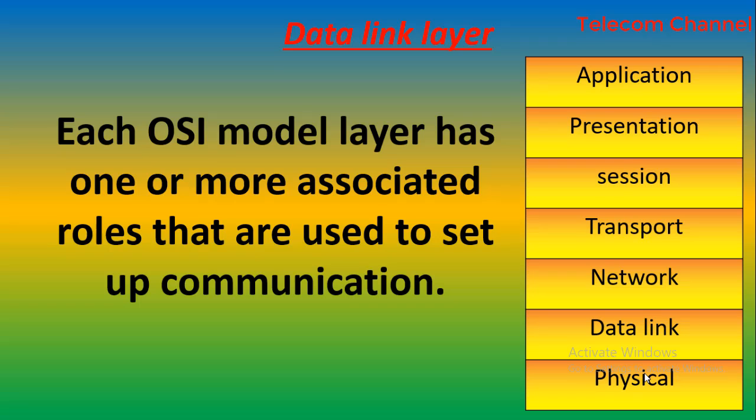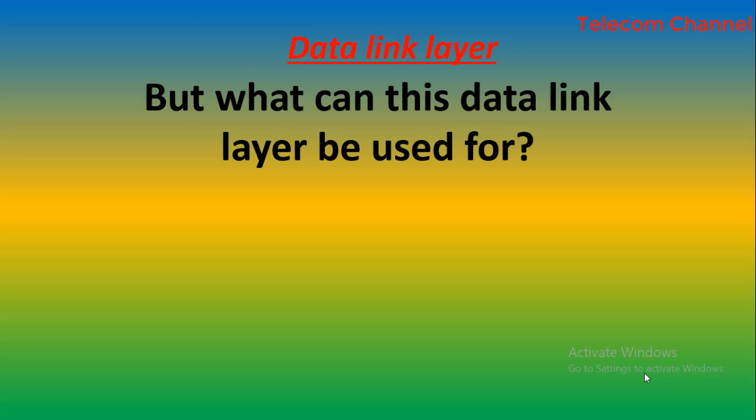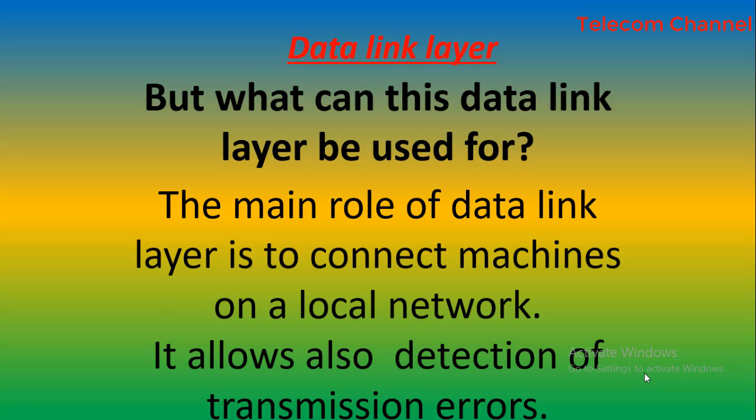Each OSI model layer has one or more associated roles that are used to set up communications. But what can this data link layer be used for? The main role of the data link layer is to connect machines on a local network. It also allows detection of transmission errors.